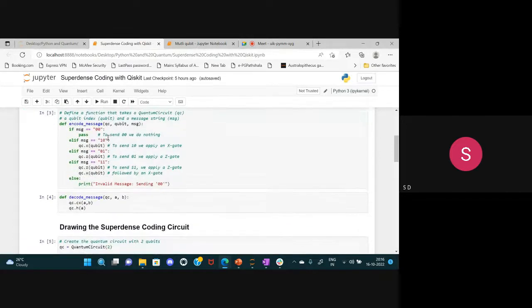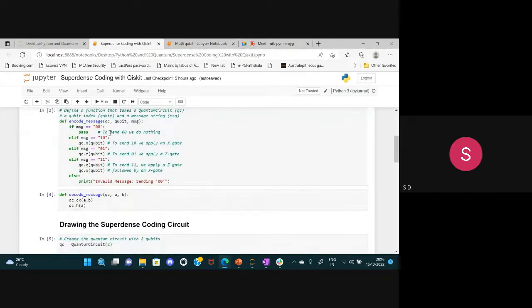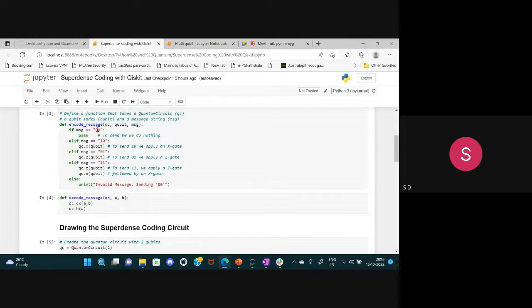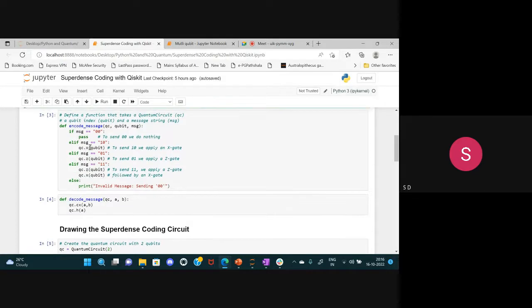And then we need to encode the message. QC is nothing but the variable name QC, and qubit, what qubit you are sending, and then message, what message you are sending. For example, message equal to 00 means pass, means nothing. Pass is like a function in Python. Pass means whatever input you give, you will get the same output. We don't have to do anything. Okay, so that is what pass means. You need to have a little bit of background in Python to understand this.